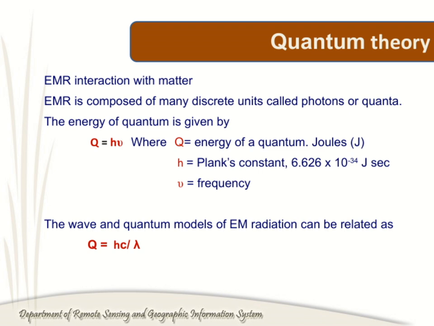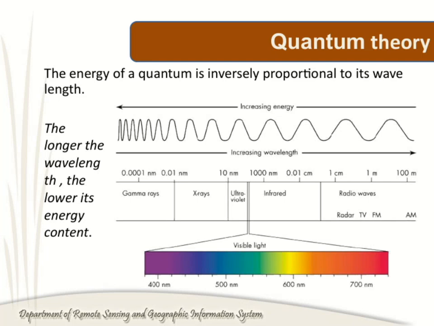It's a fundamental idea that links the particle-like behavior of light with its wave properties, which is key to our overall understanding of electromagnetic radiation and its interaction with matter. The longer the wavelength, the lower its energy content. This is a fundamental concept in quantum theory.